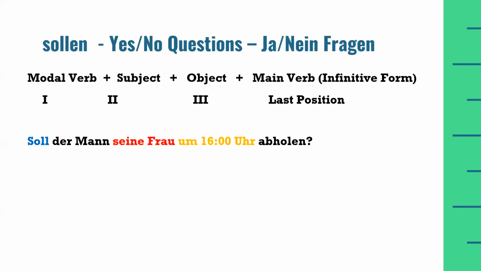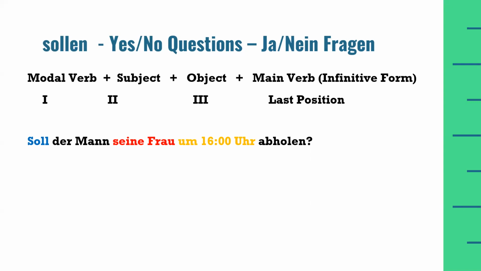Soll der Mann seine Frau 16 Uhr abholen? Should the man pick up his wife at 4 o'clock? Now in this sentence, der Mann is the subject of the sentence, which is at the second position, and we have conjugated the verb sollen according to der Mann and it has become soll. And because it's a yes or no type of question, we have to put the verb sollen at the first position and conjugate it according to the subject, which we have done.